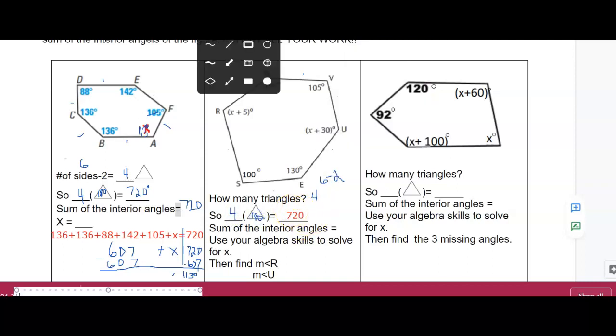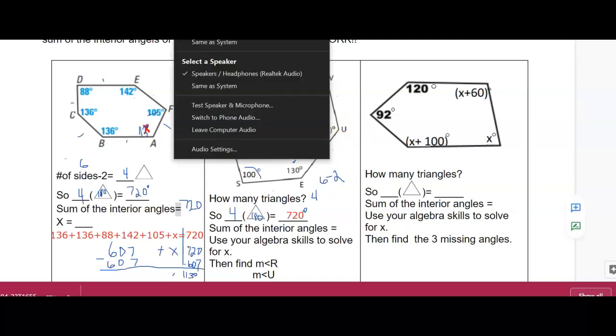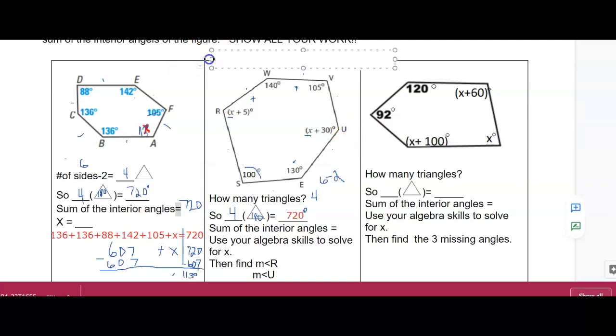Okay, it's 720. So that means that every angle, so this angle, 100, 130, this one, this one, this one, this one, all have to add up to make 720 degrees. So the way we do this, you need a lot of algebra, is I'm going to go ahead and just add my x's up. So 1x here and 1x here. So 1x plus 1x is 2x. So I'm going to write 2x plus, now I'm going to add all my regular numbers. 140 plus 105 plus 30 plus 130 plus 100 plus 5.